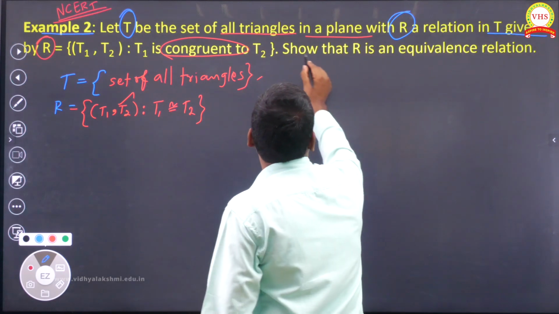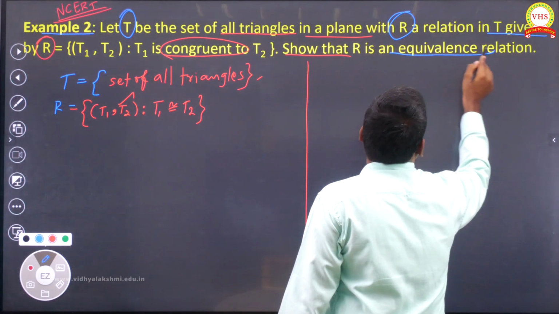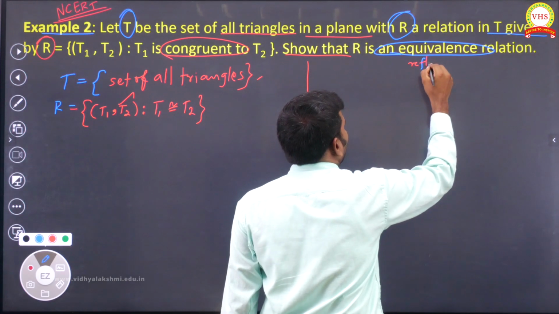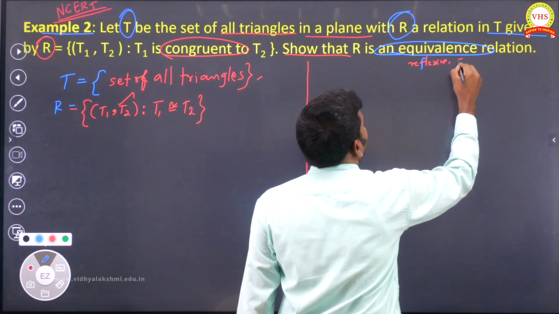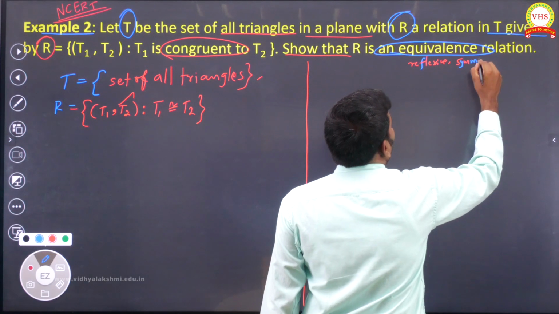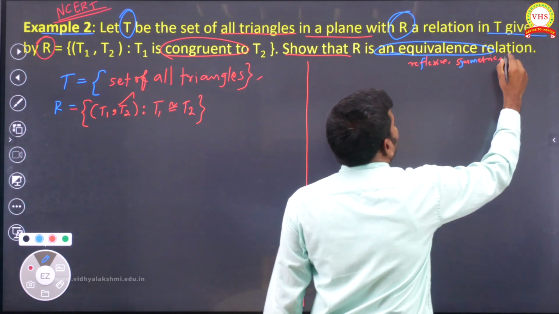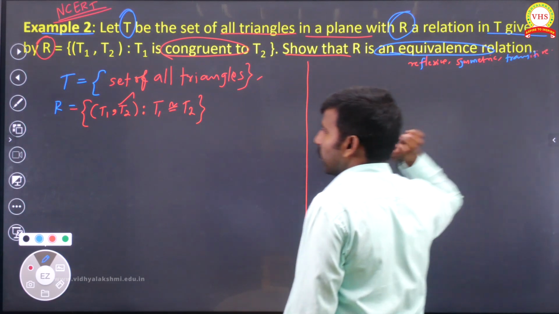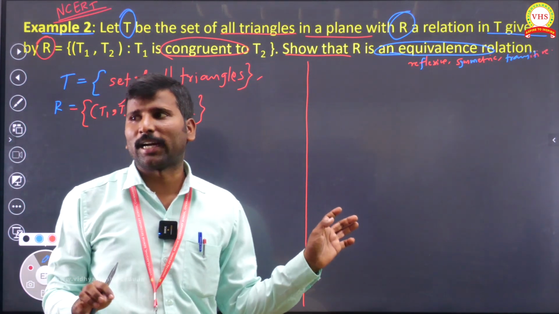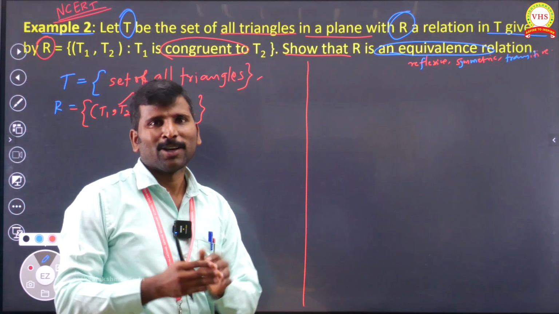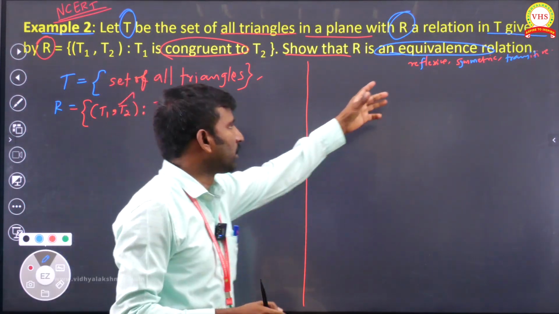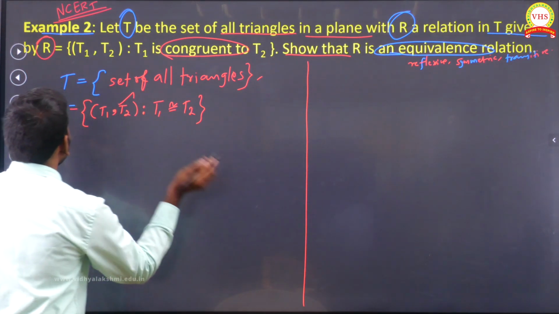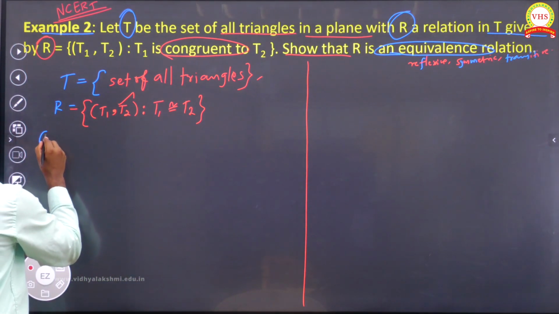What they asked us to show is that R is an equivalence relation. Equivalence in the sense I said: it should satisfy reflexive, symmetric, and transitive. All three conditions should be satisfied, then only we can say equivalence relation. One by one we will check whether all three are satisfied or not. First I will take reflexive.